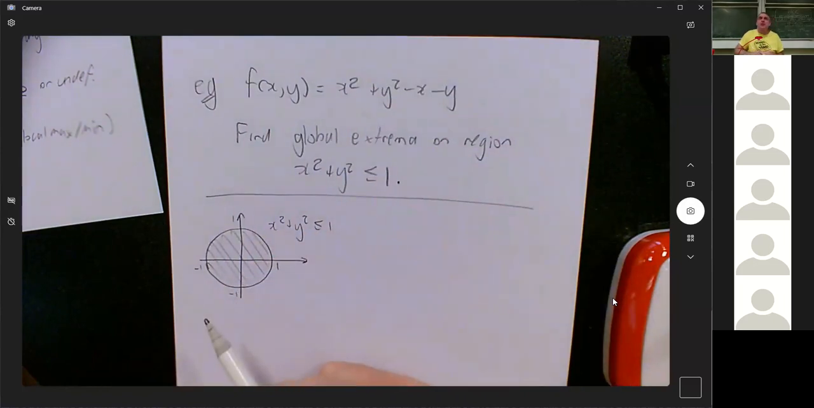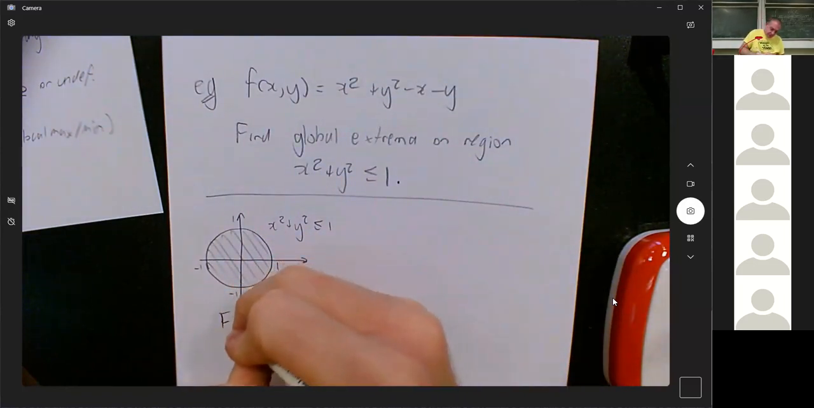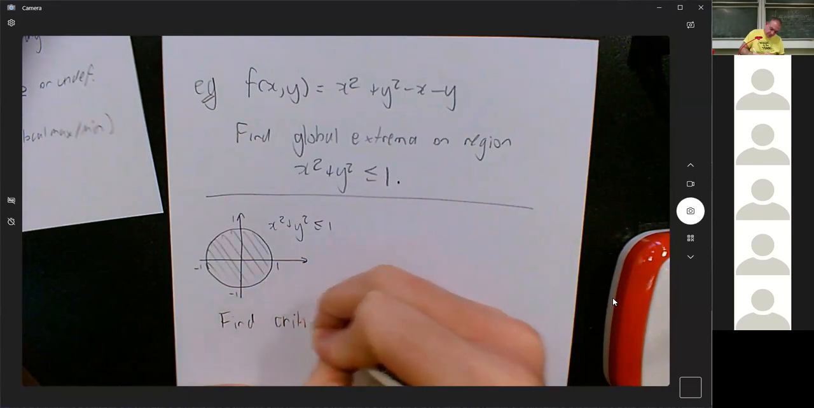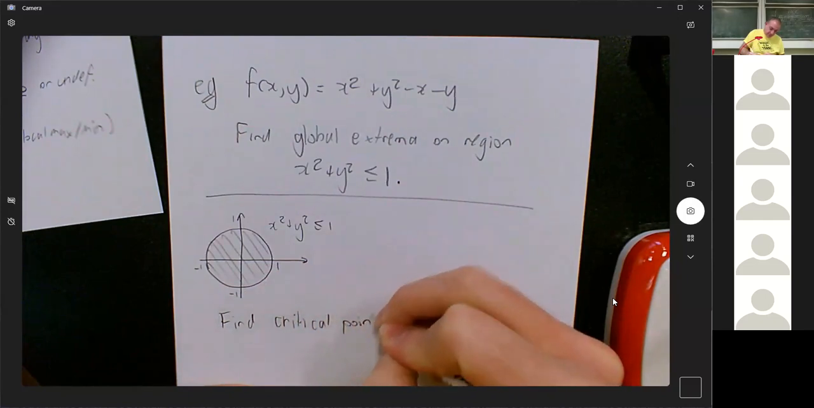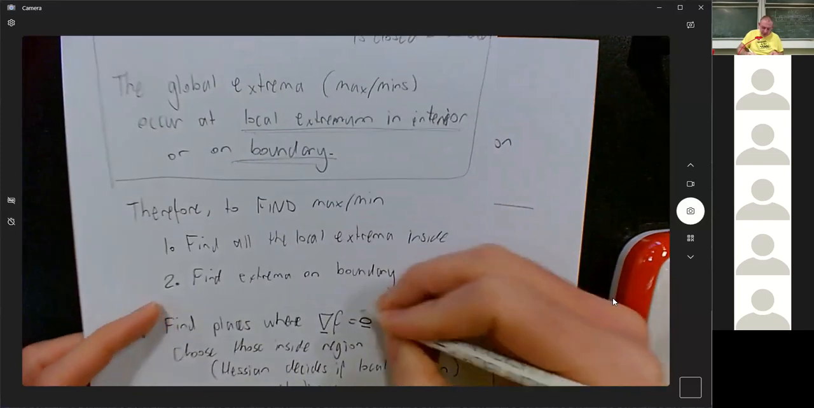They call them critical points, don't they? Yeah. I should put that here.